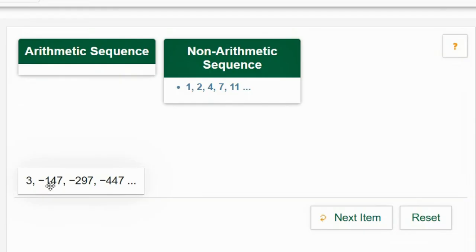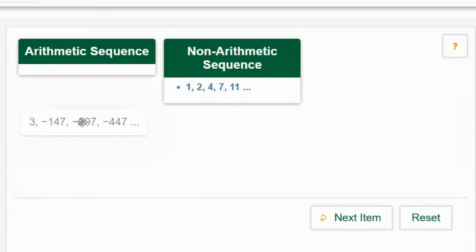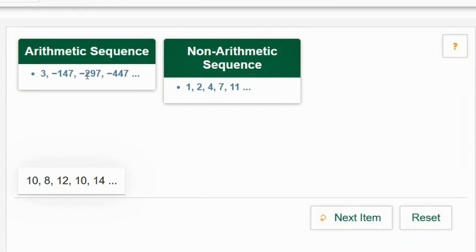And then from negative 147, yep, Jaden's identified it. He said this subtracts 150 every time. So this is arithmetic. Every time we're subtracting 150 to get the next number. Good job. Every time we do the same thing.